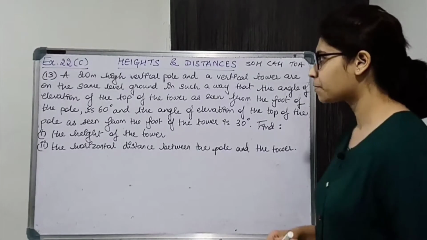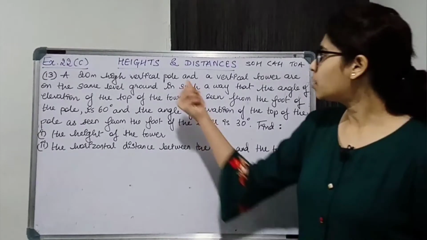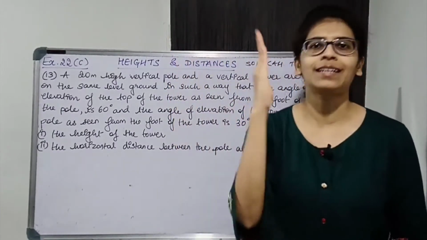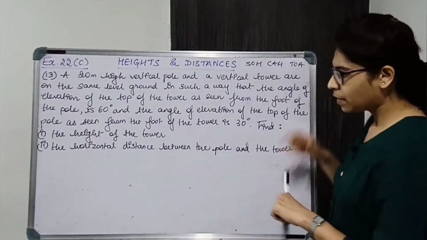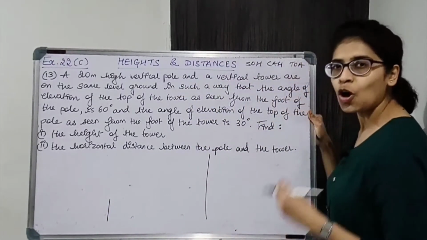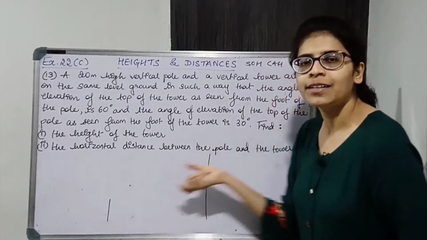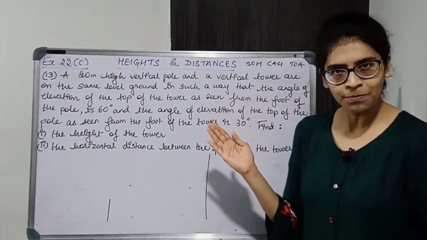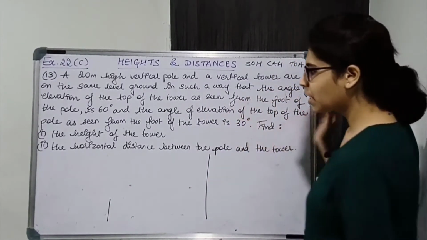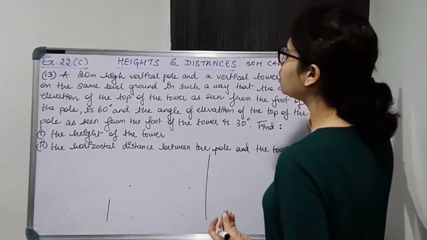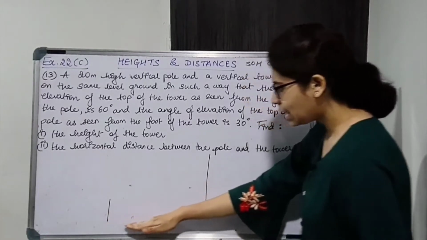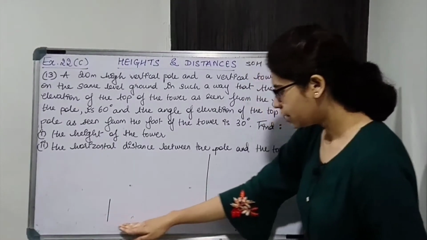the tower. Now there is a pole and there is a tower. Okay, vertical pole, vertical tower. Okay, that is standing straight. So there is a pole, and a tower. Obviously pole का height tower के comparison में कम होगा. Okay, so pole we are going to consider smaller and tower we are going to consider bigger. ठीक है. Now a 20-meter high vertical pole and a vertical tower are on the same level ground. So both are standing on the same level ground. Okay, दोनों का level same है.